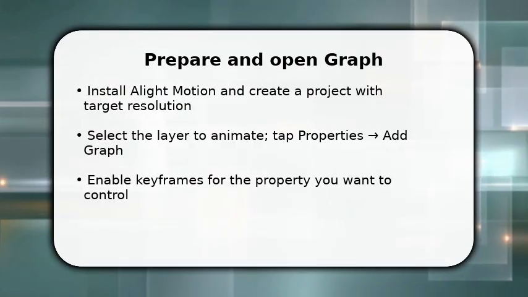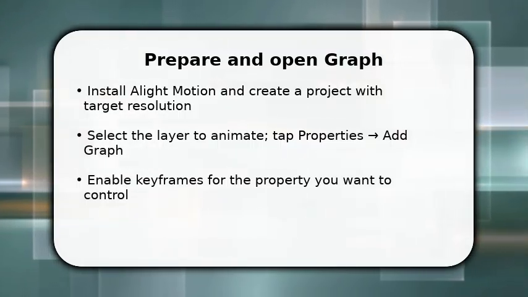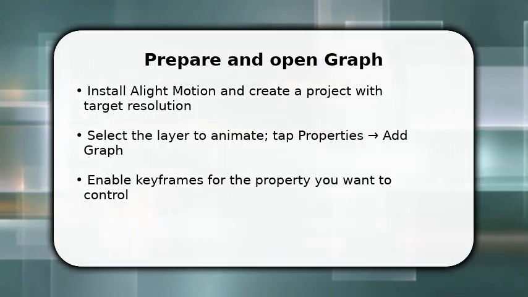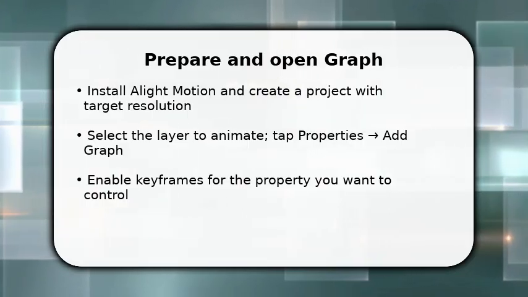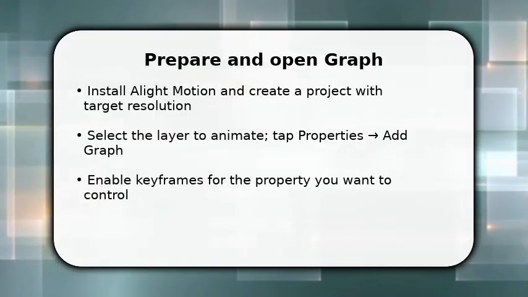You start by opening Alight Motion and selecting the layer you want to animate. This gets you straight into the graph workflow. Tap Properties, find the numeric property, like position or scale, and add keyframes at your start and end points so the graph appears. Once done, open the graph editor icon to reveal curves.